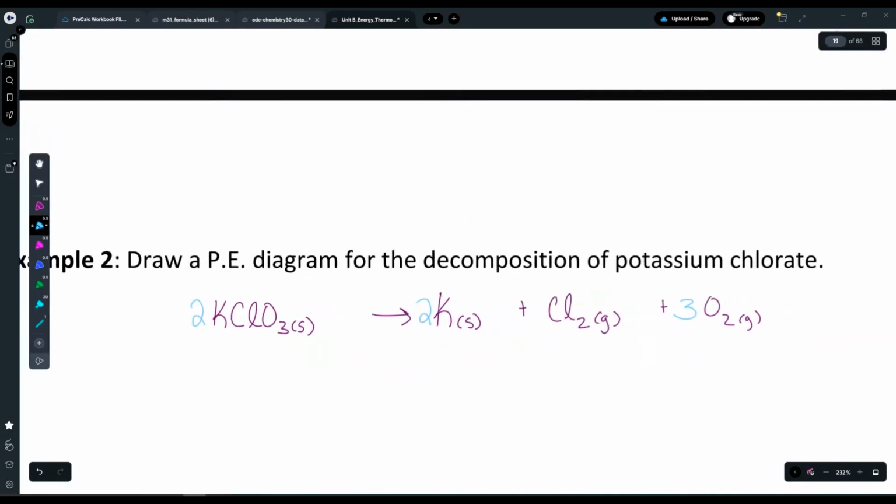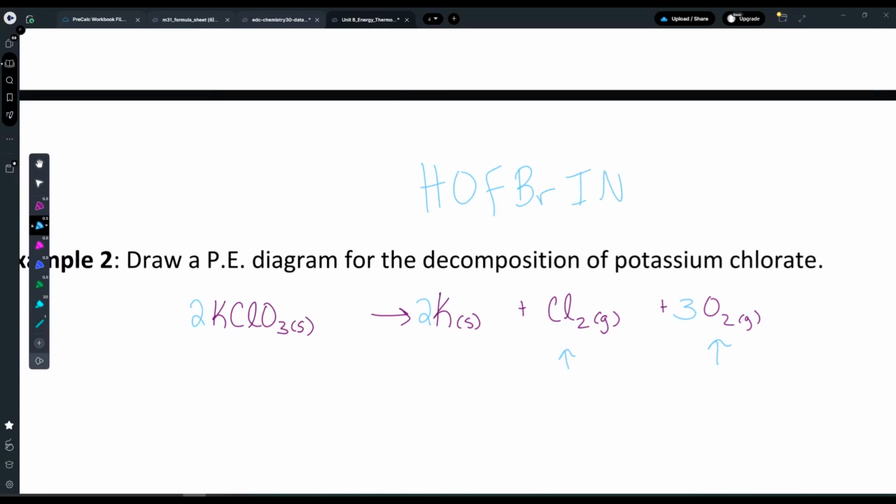Now remember that a decomposition reaction takes a compound and breaks it apart into its elements. So that's why I broke it apart into potassium, chlorine, and oxygen. Now remember, chlorine and oxygen are part of HOFBrINCl, which tells you all of your diatomic elements. So there's hydrogen, oxygen, fluorine, bromine, iodine, nitrogen, and chlorine. That means when any one of these are by themselves, not in a compound, there's always 2 atoms of them.